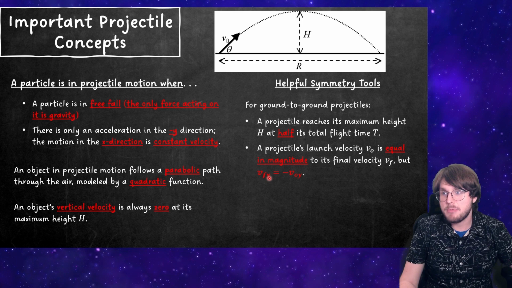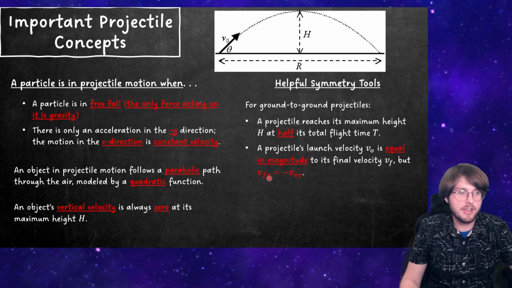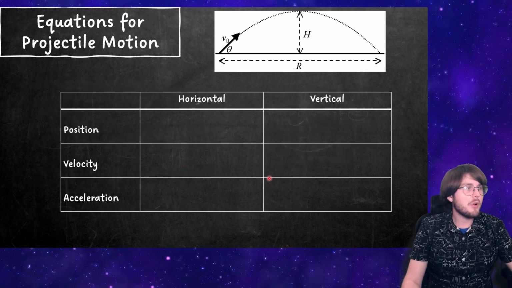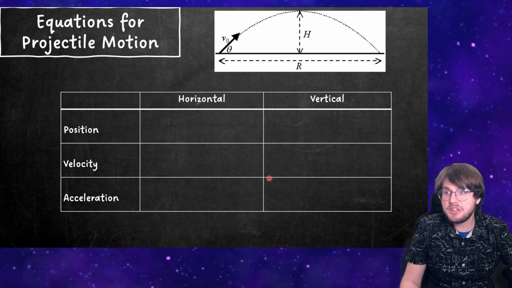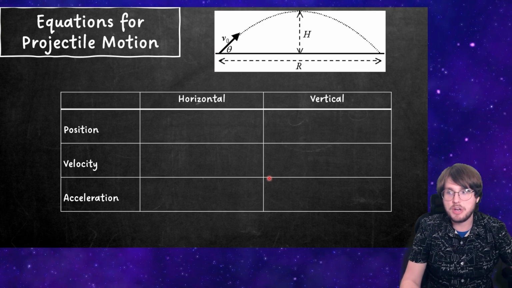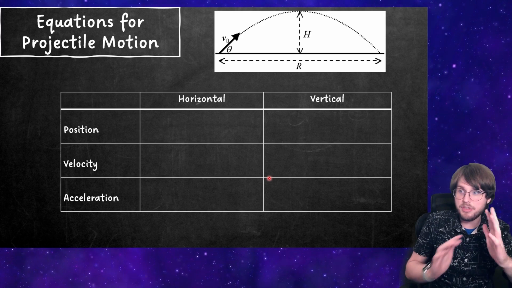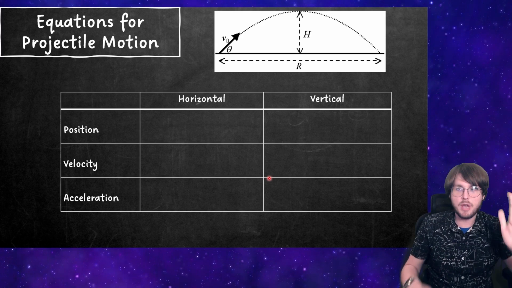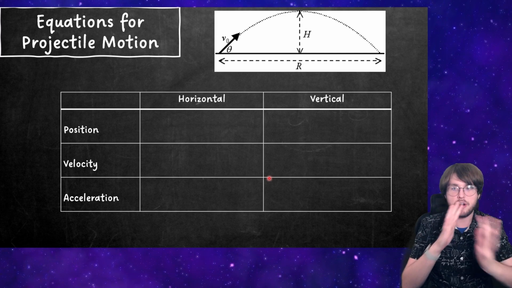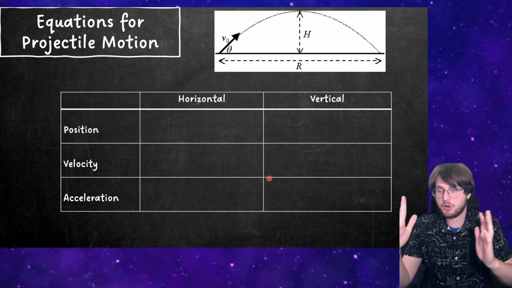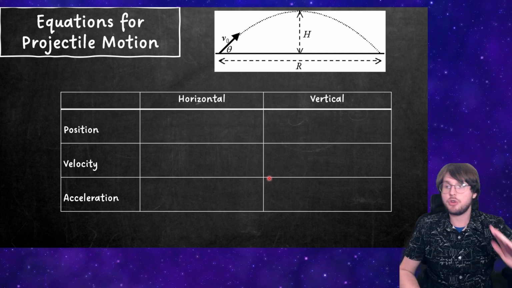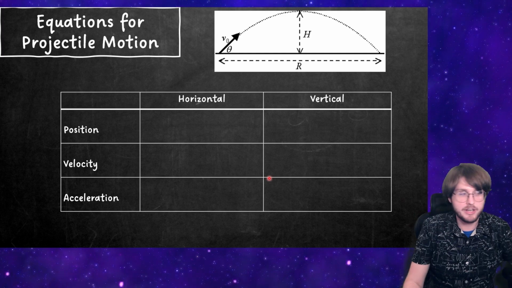So important to keep in mind, and we'll see that firsthand in a second. All right, so really the equations for projectile motion are no different from the kinematic equations we've already been using and are very used to. However, it is worth applying some of our concepts to distinguish between what's going on in the horizontal direction versus the vertical direction, because we do have two-dimensional motion going on here.